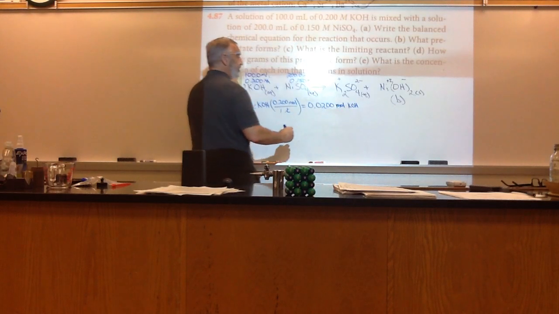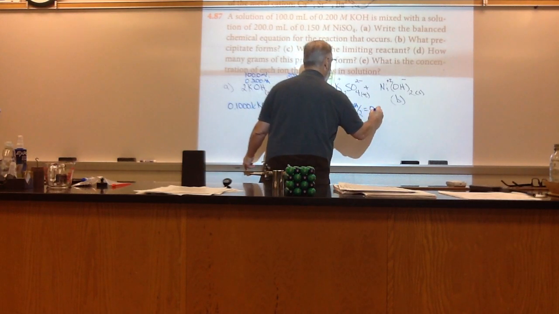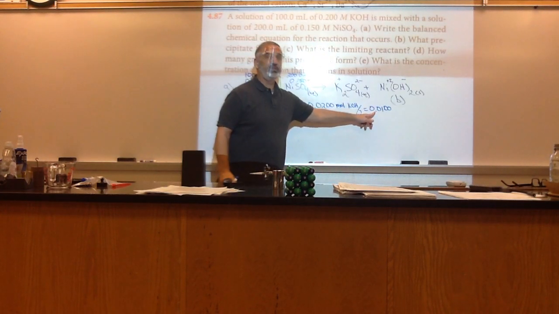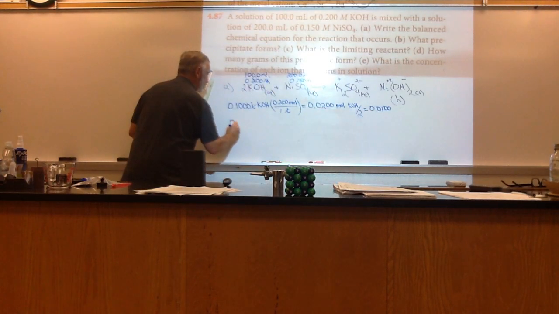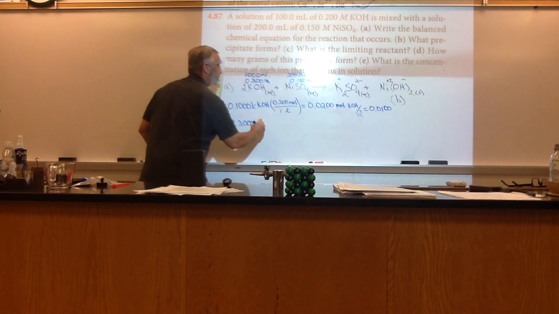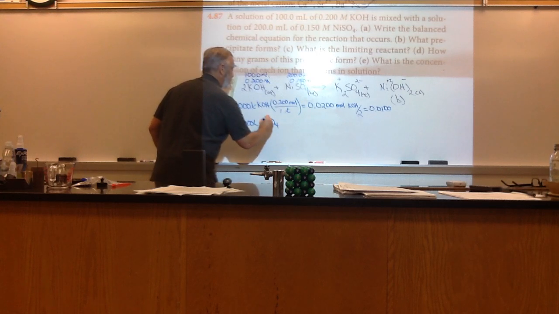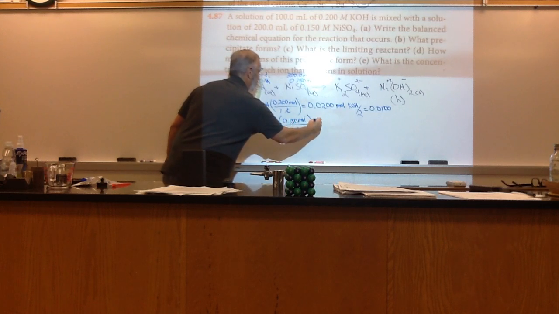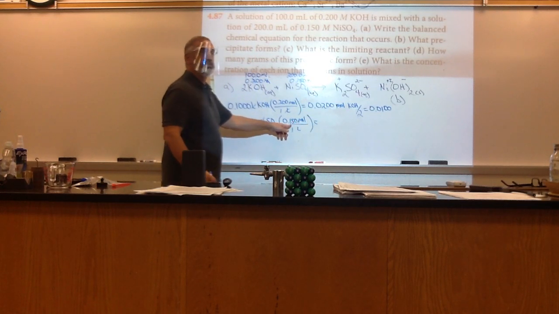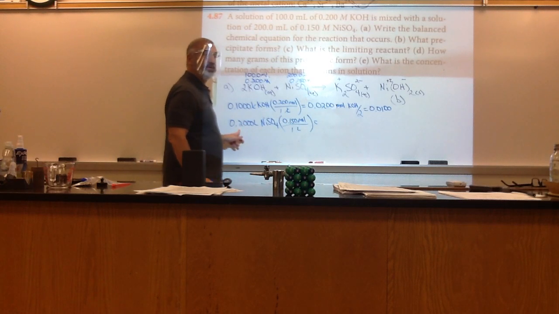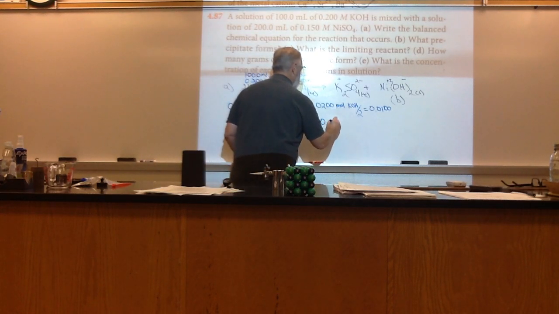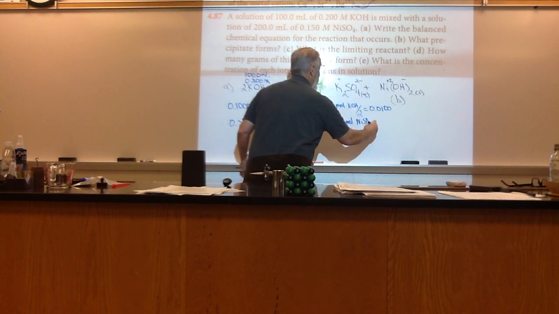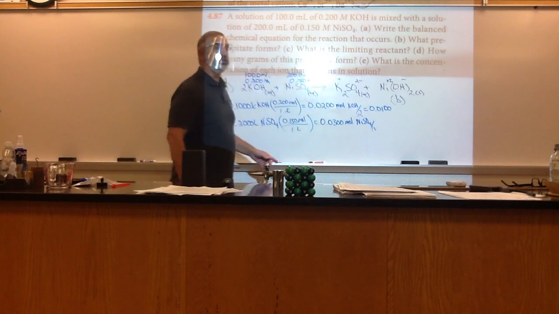But we have a coefficient 2, so we're going to divide by 2, but we can do this in our head as well, 0.100. Now this number is nothing. It's just giving us a ratio. 0.2 liters NiSO4, 0.150 moles over 1 liter. Okay, so 0.2 times 2 times 15 is 30, so it's going to be 0.03 NiSO4. And we divide that by 1, so we don't really need to divide it.